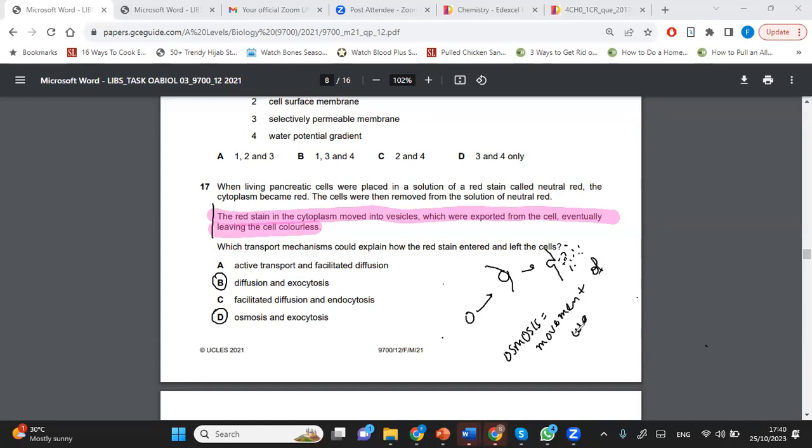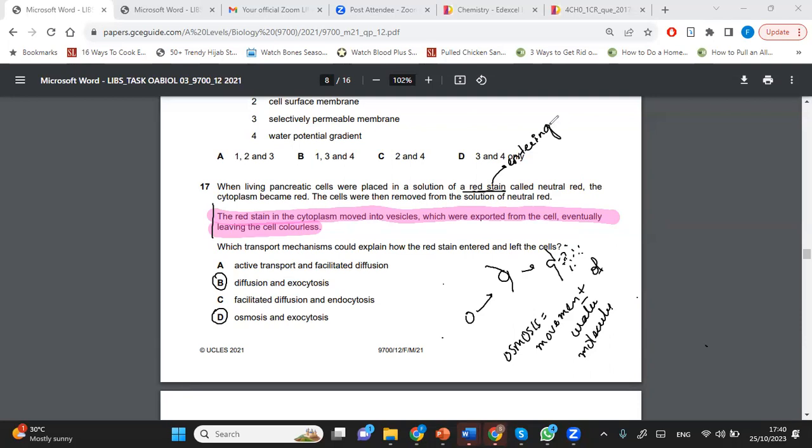What is moving over here? What is entering the cell over here? Are the water molecules entering the cell over here, or is the stain entering the cell over here? Right? The stain is the one that's actually entering the cell, not the water molecules. They are not talking about movement of water molecules, they're talking about movement of stain molecules.